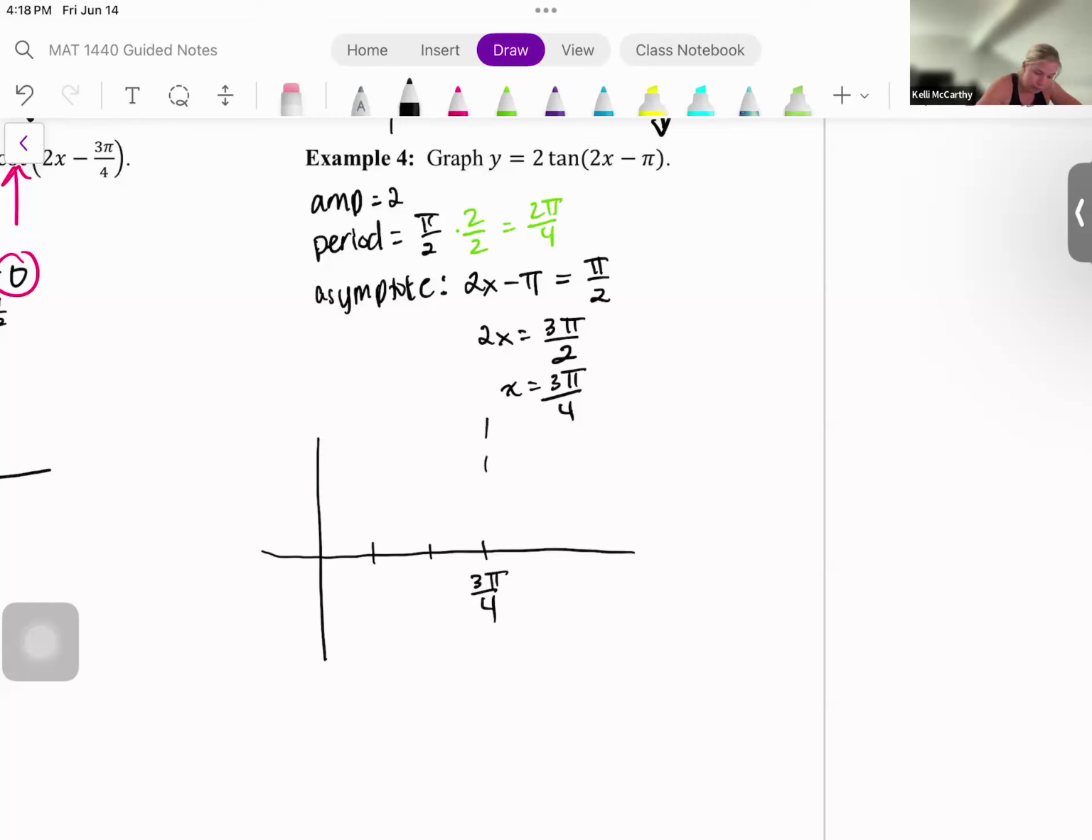So if 3 pi over 4 is our first asymptote, I can go left or right 2 units or 2 segments in order to get another asymptote. So pi over 4 is going to be another asymptote. So is 5 pi over 4.